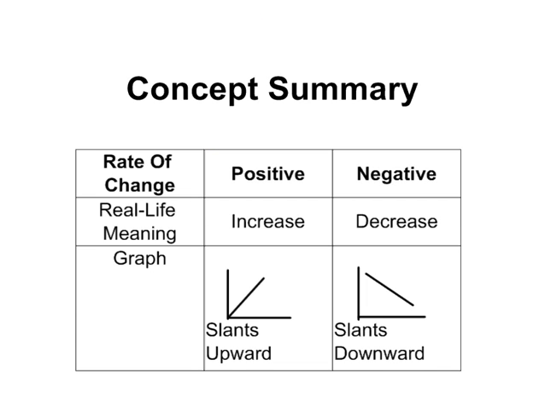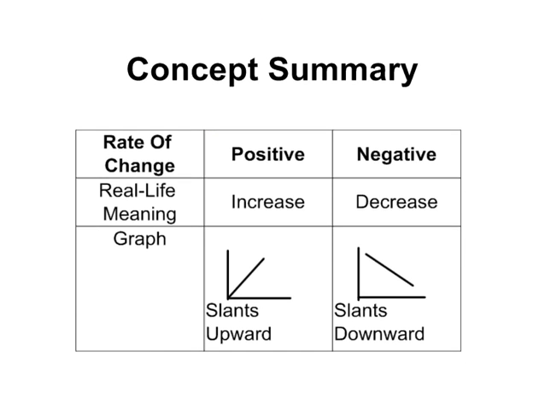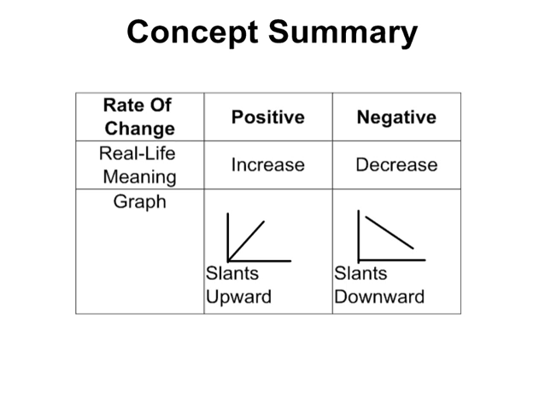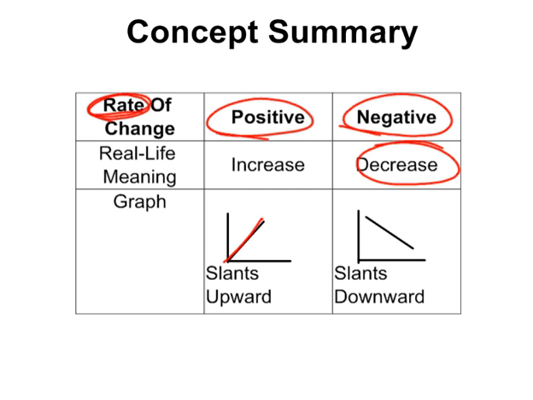Here are our summary statements that we want to put on our rule cards. Concept summary, rate of change. If the rate of change is positive, the graph would slope upward. If the rate of change is negative, it shows it's decreasing and it would drop down. The slope would be negative.